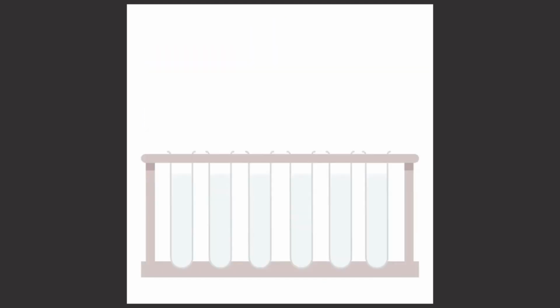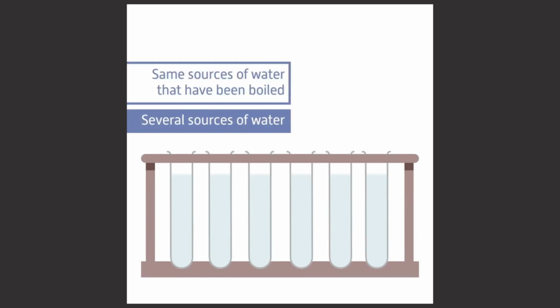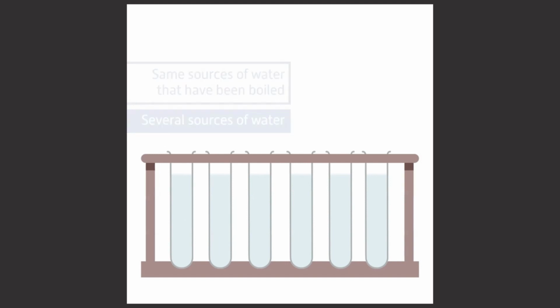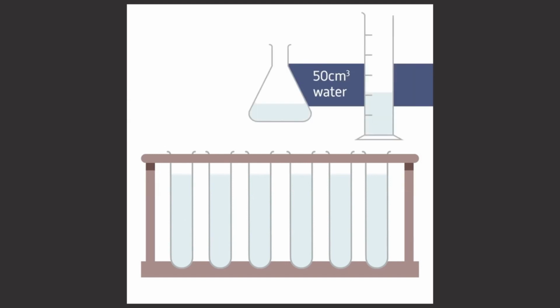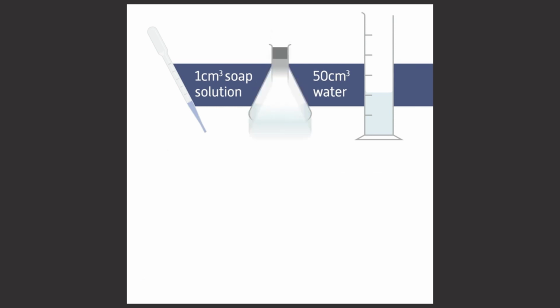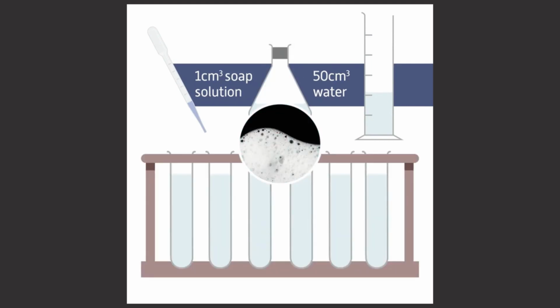You will be given samples of several sources of water and samples of the same sources of water that have then been boiled. You need to use a measuring cylinder to measure 50 cubic centimetres of a water sample into a conical flask. Now use a disposable pipette to add 1 cubic centimetre of soap solution. Insert a bung on the conical flask and shake it vigorously for 5 seconds. If a lather forms, time how long it lasts. Use a stopwatch to time this.